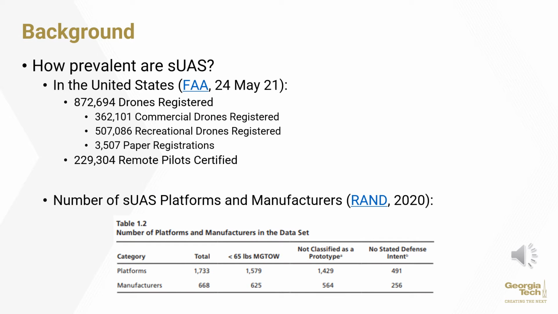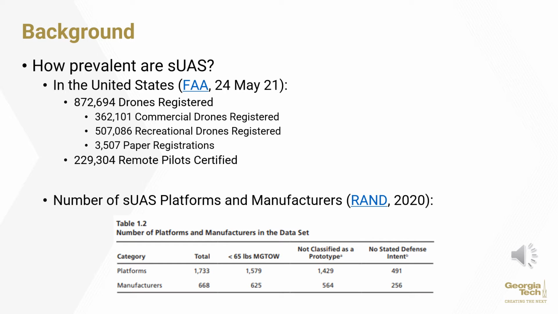So, how prevalent are SUAS? In the United States, the FAA has released a fact sheet on 24 May 21, which shows that there are over 872,000 drones registered, of which over 507,000 of them are actually recreational drones. And with all these drones, there are 229,000 remotely certified pilots. As you can see, there are also a large number of manufacturers.